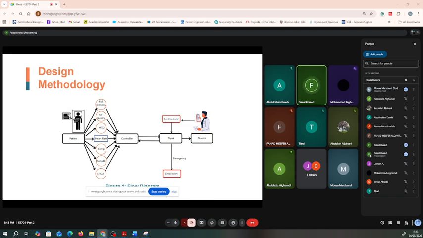SpO2 for the blood comes to the controller, then is sent to Blynk, that's the application. Then an email alert or message is sent to the doctor. So that's the procedure of the project here.